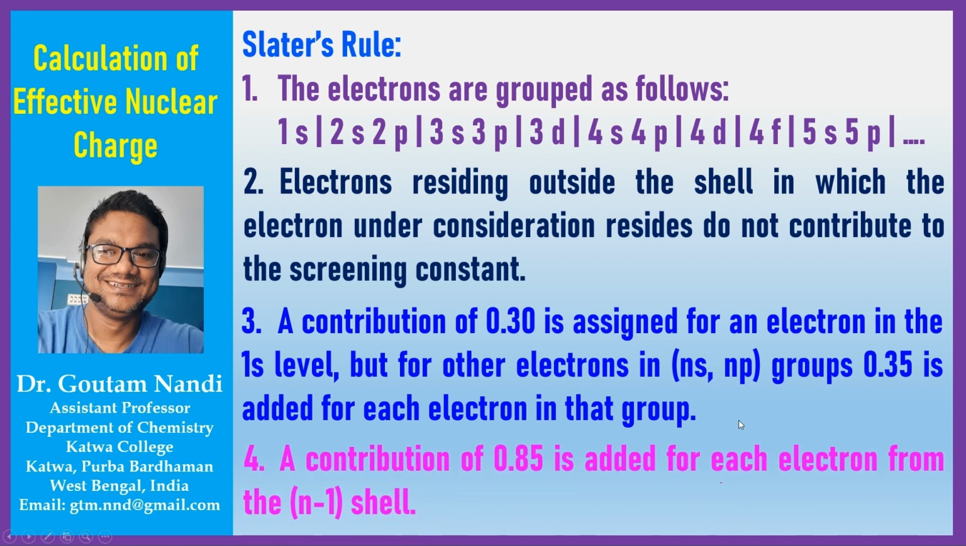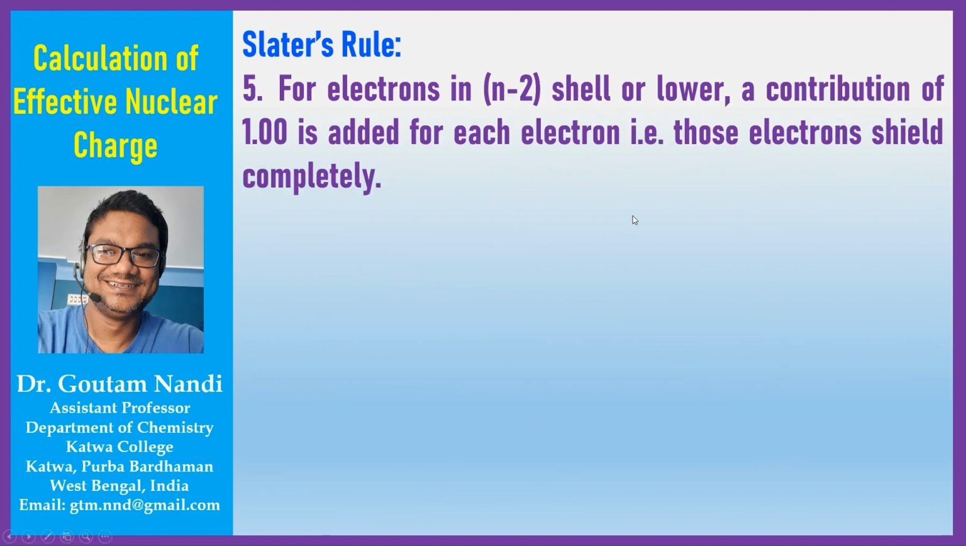Okay, next is number 4. A contribution of 0.85 is added for each electron from the n-1 shell. What does it mean? Suppose we are calculating for the 3p electron, then 2s2p will contribute 0.85. Why? Because 3 is the nth shell and 2 will be the n-1 shell and 1 will be the n-2 shell. So for the n-2 shell or lower, means n-3, n-4, the contribution of 1.00 is added for each electron.